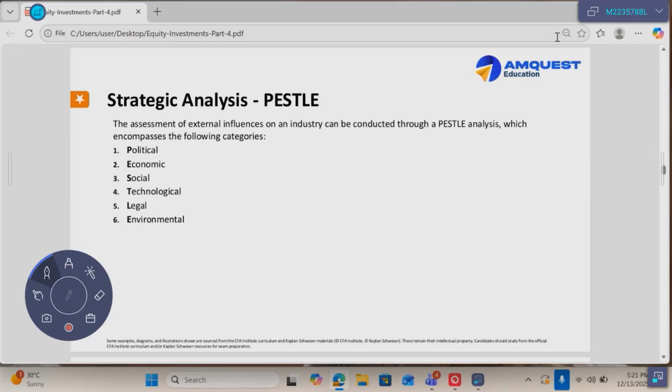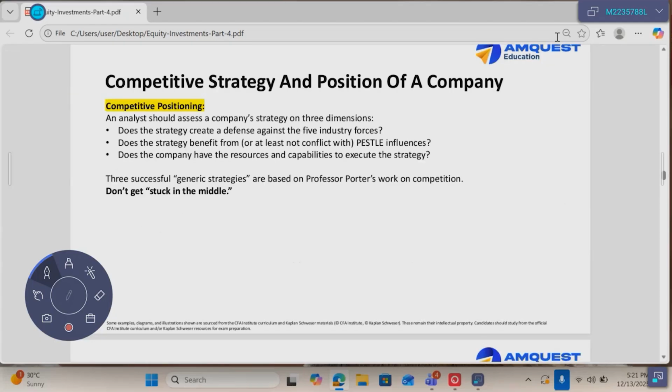Environmental: if, let's say, plastic becomes completely banned, then restaurants will obviously have to come up with some other packaging material, which might increase or reduce the prices of food. So this is how PESTEL must be applied to the particular industry or company to see how it impacts the products. Now, the competitive strategy and position of a company.